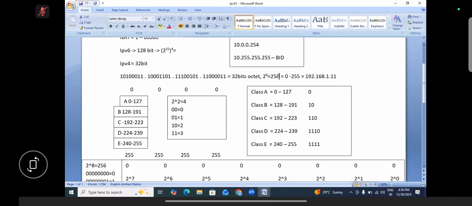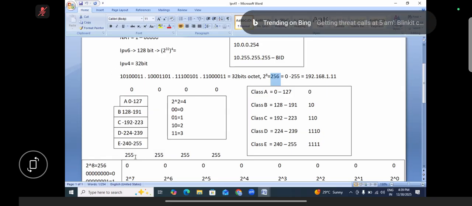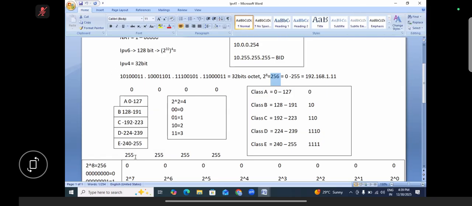So 256 combinations, right? 256 combinations means if you're writing from 0, how many? 255 only, 256 minus 1. 0 to 255 for the first octet. Second octet combination, 0 to 255. Third octet combination, 0 to 255. Fourth octet combination, 0 to 255. So got it, guys? Clear? Thank you, Aisha. I hope you got it. So 0 to 255 is also a very huge combination. Remember, 2 to the power of 32 is also a very huge combination.